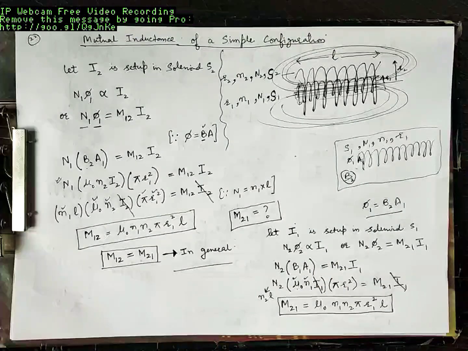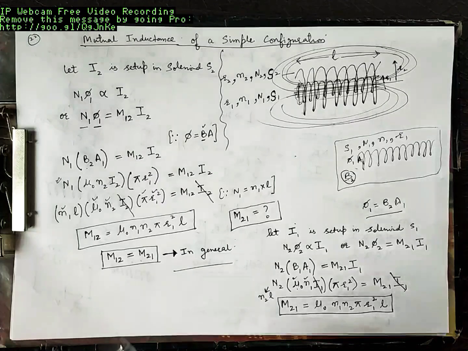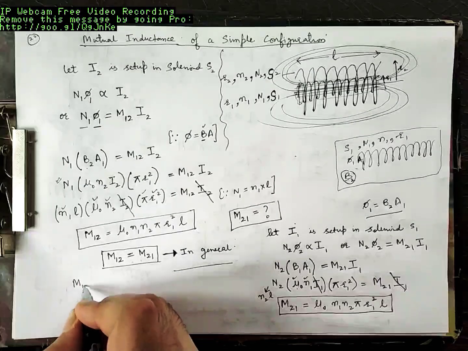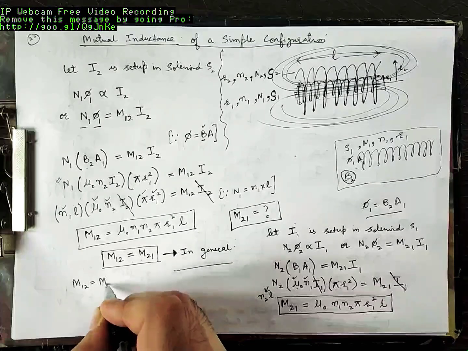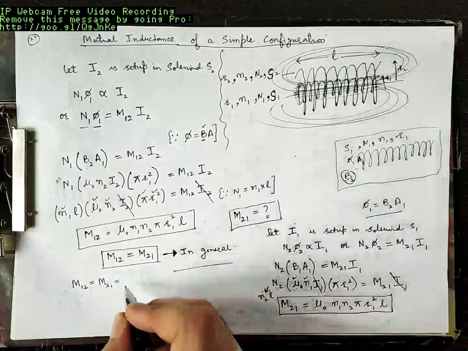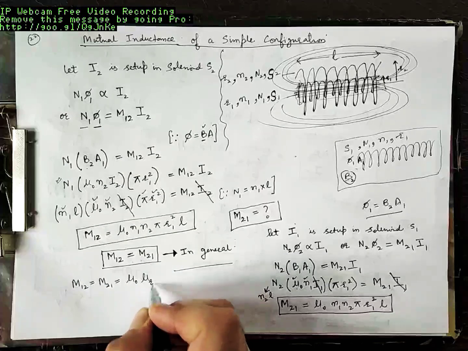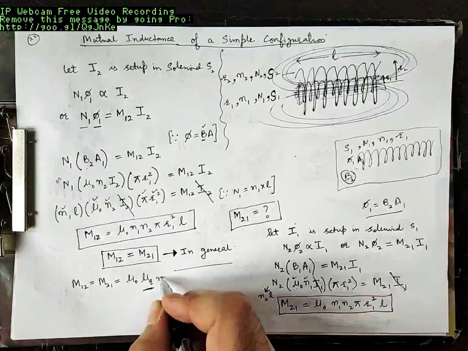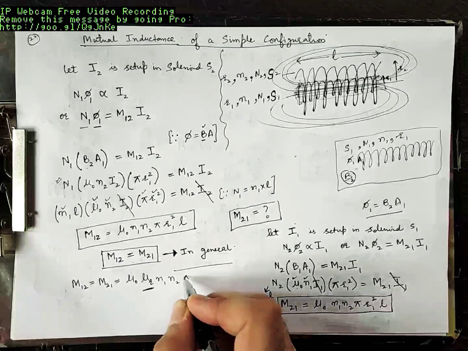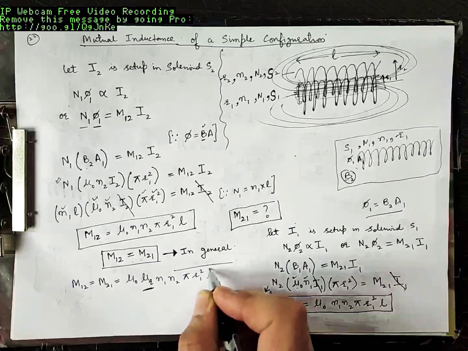If the two solenoids are not placed in air, they are placed on some ferromagnetic material of relative permeability mu r. So in general we can write M12 is equivalent to M21 is equivalent to, it will become mu naught mu r, this is the additional term, now, N1 N2 pi R1 square into L.